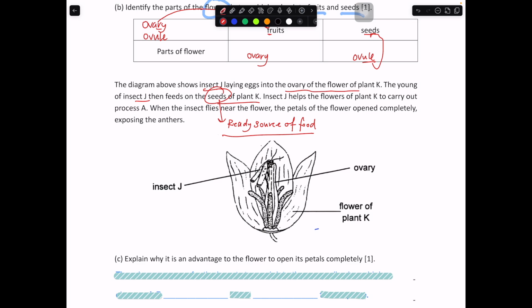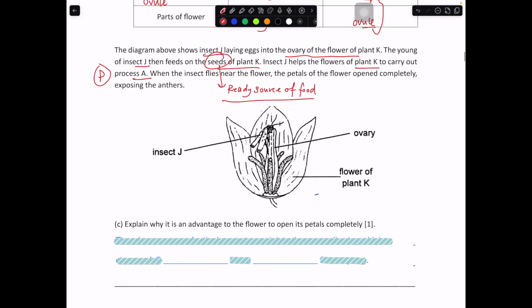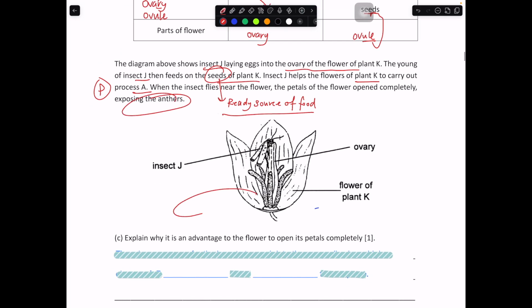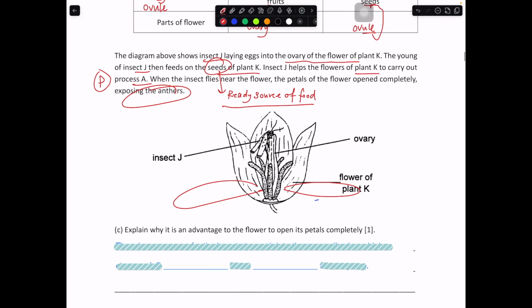Okay, so insect J helps the flower of plant K to carry out process A, which is pollination, as we have described. So when insect J flies near the flower, the petals open up completely, exposing the anther. Okay, so why is it a good thing? Why is it an advantage to the flower to open up the petals completely?